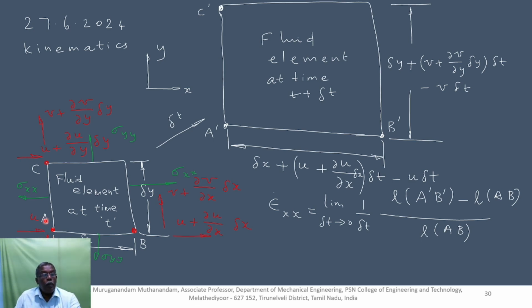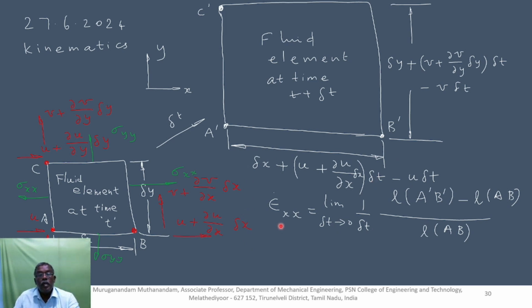So the distance travelled by A is u delta t. What is the distance travelled by B? The velocity of B is written here using the first order Taylor series expansion, with the velocity u at point A: u plus du by dx into delta x, multiplied by delta t. Delta t is the time duration in which the fluid element passes from this location to this location. So u plus du by dx delta x, into delta t.